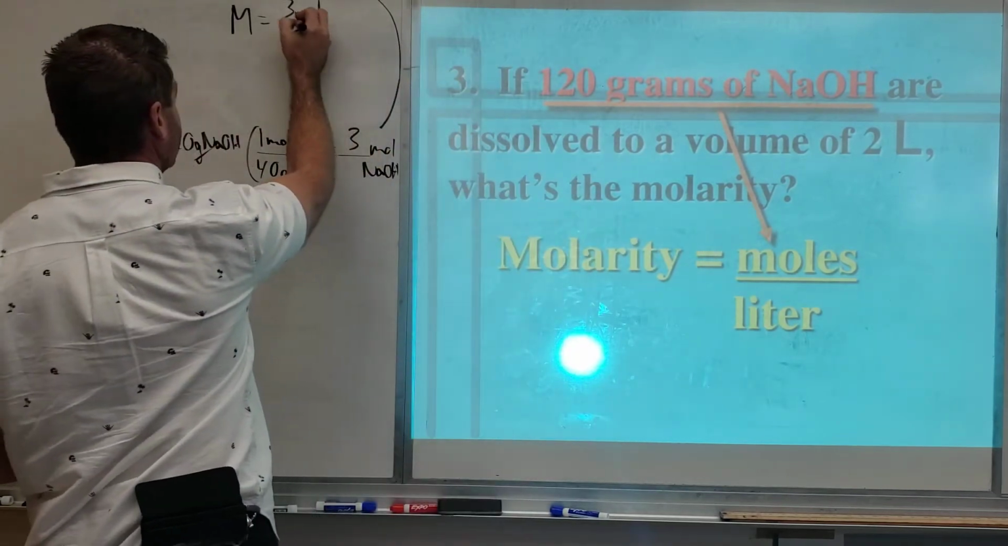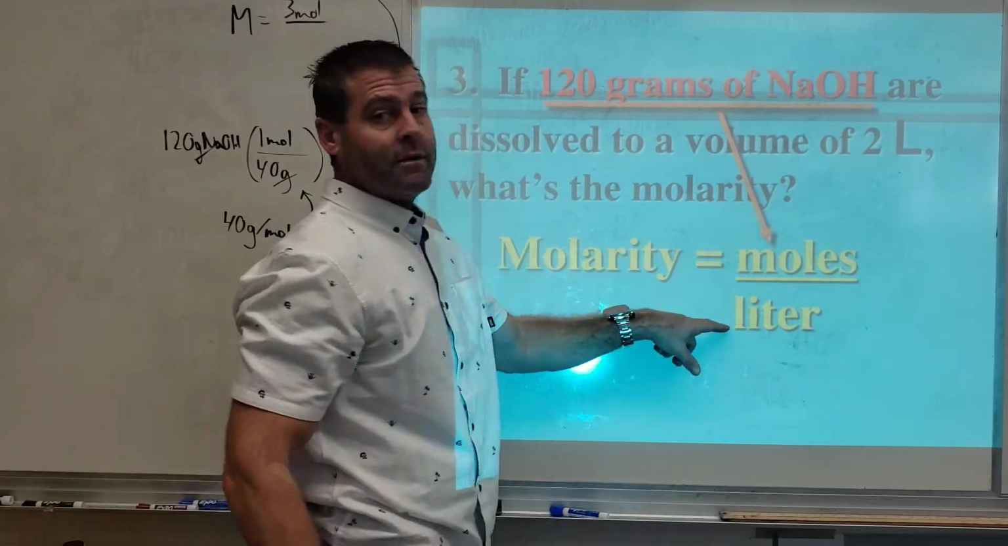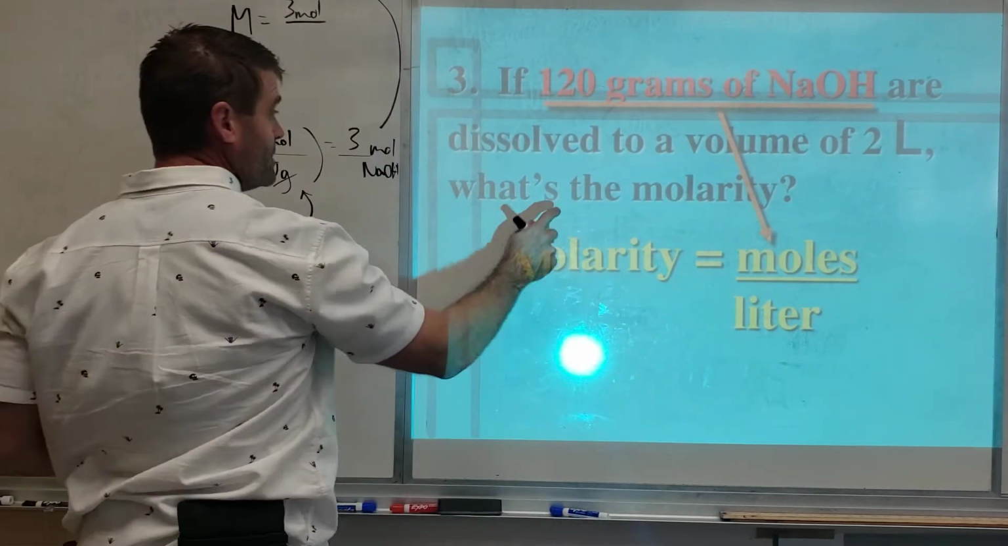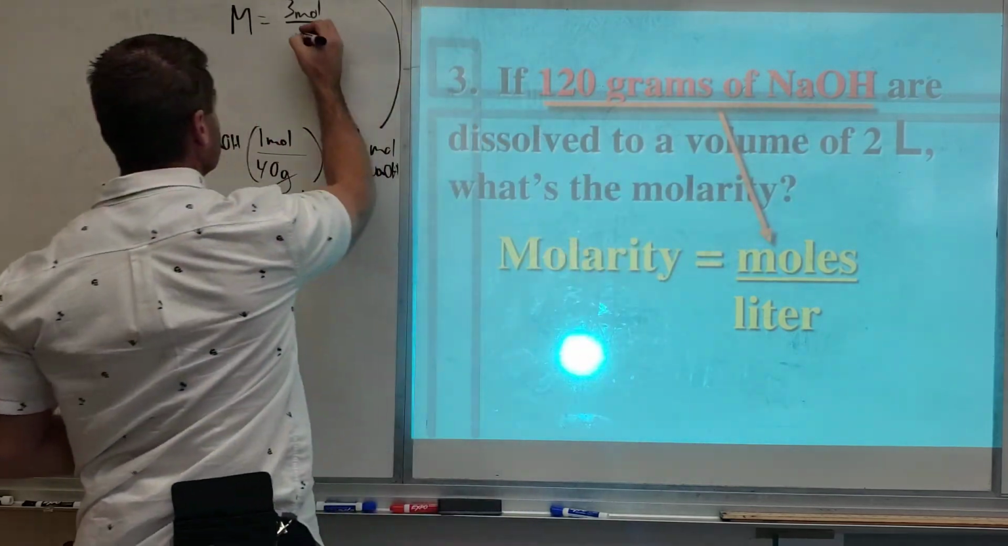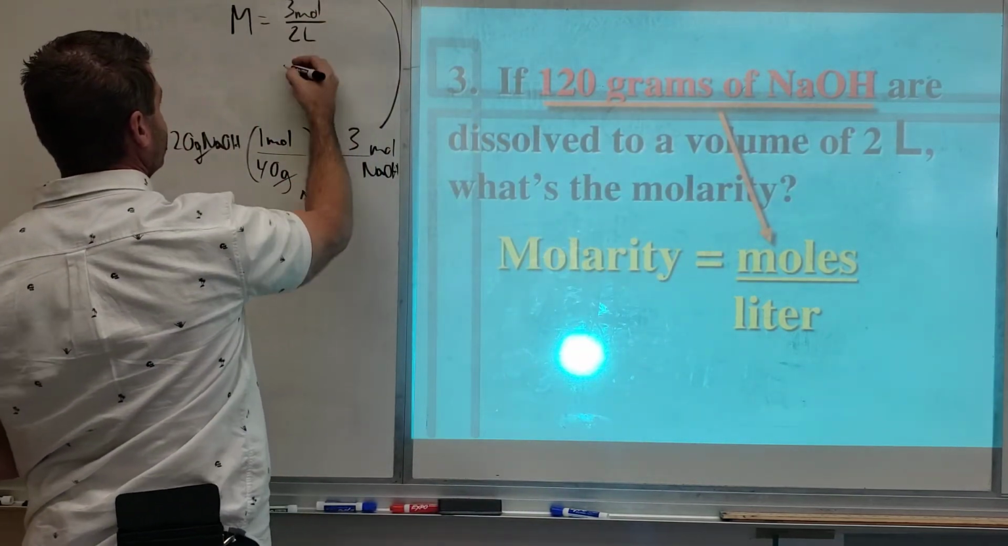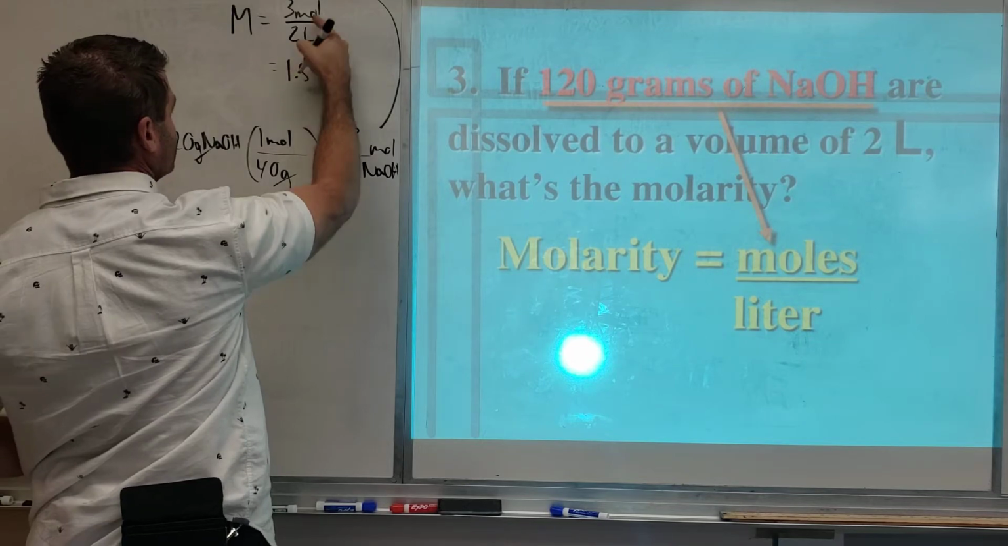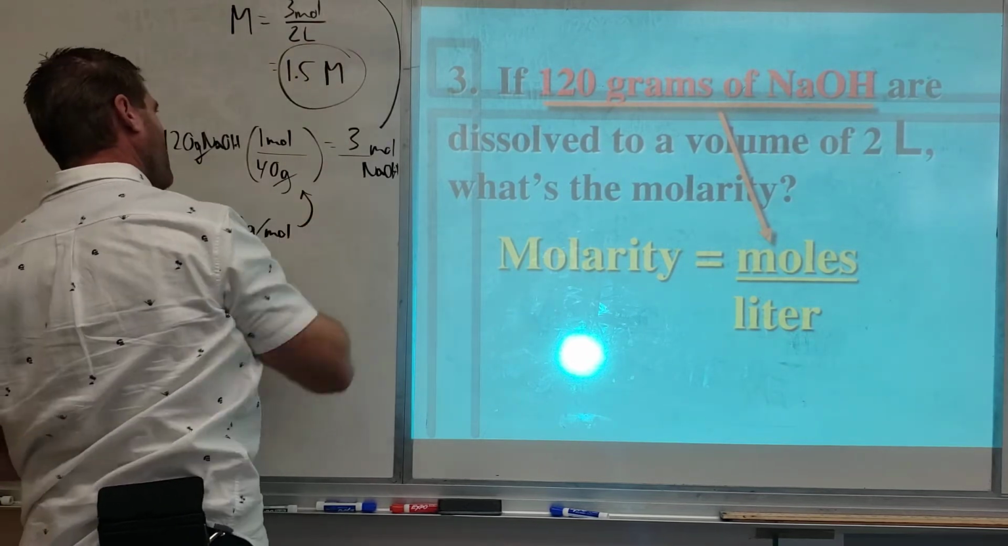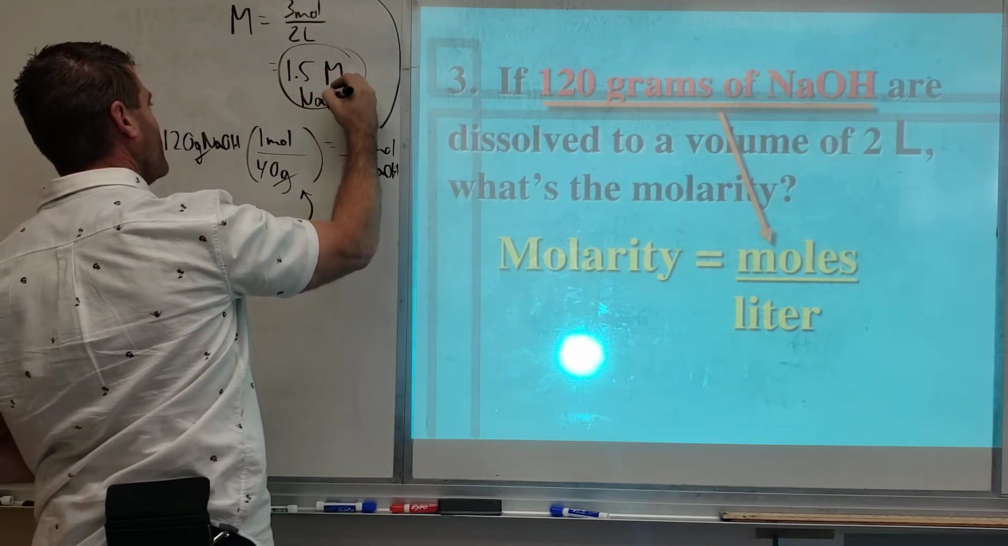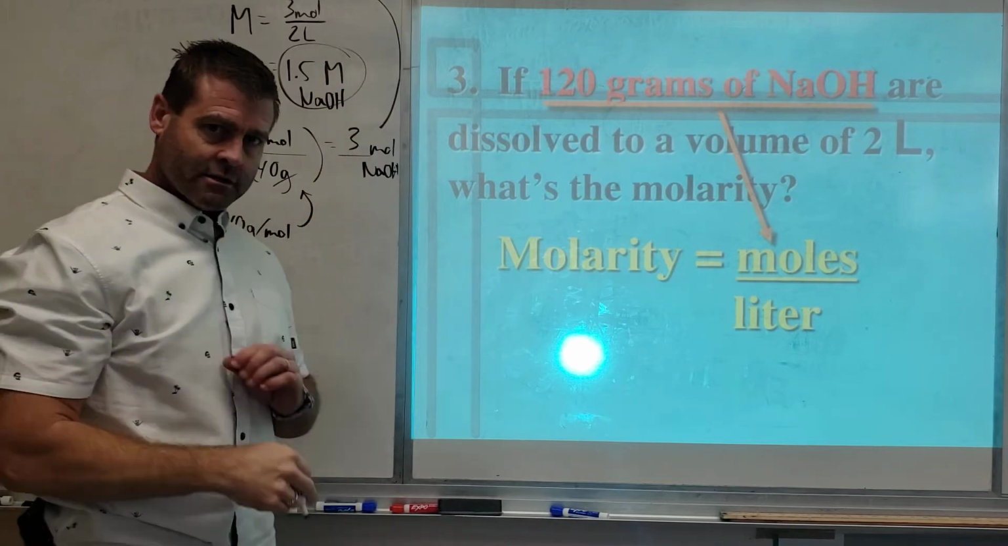And what am I going to divide it by? The volume of my whole solution. And the solution is a 2 liter solution. So 3 moles divided by 2 liters, 3 divided by 2 is 1.5. Once again, moles per liter, I'm going to call it molar. This is a 1.5 molar NaOH solution.